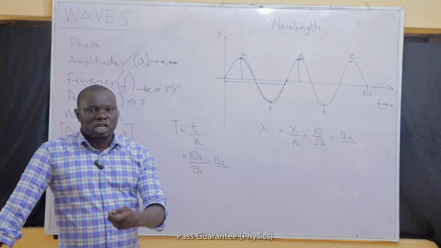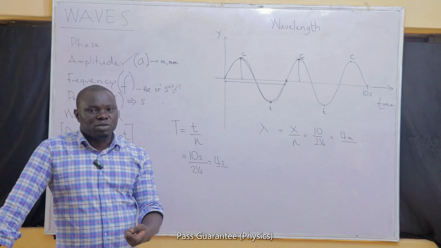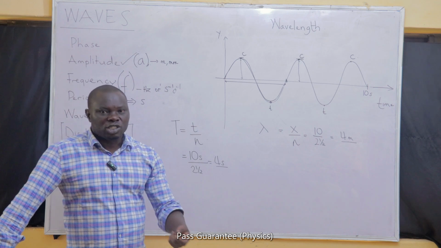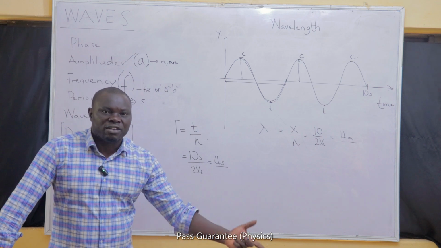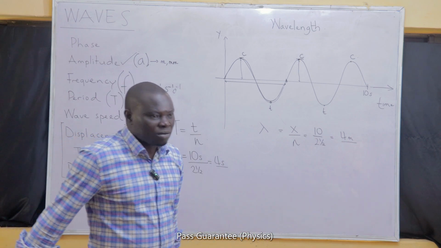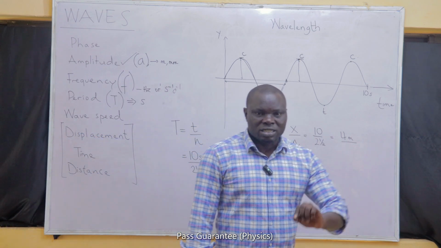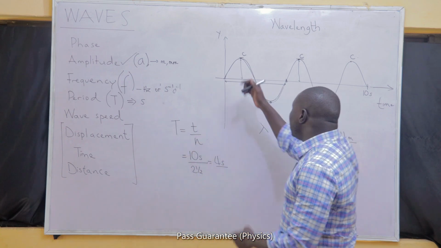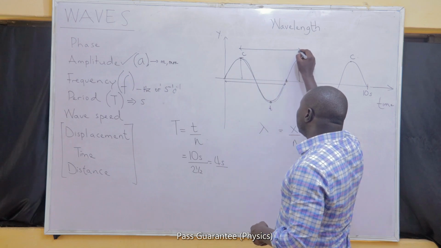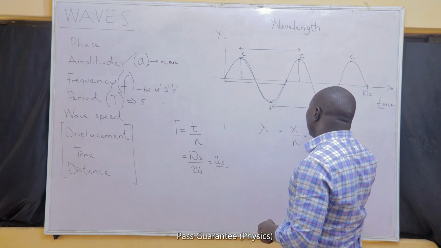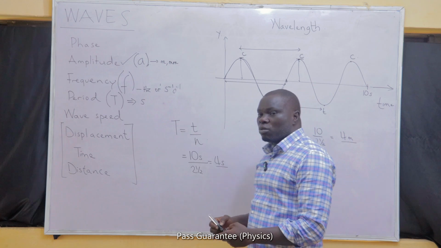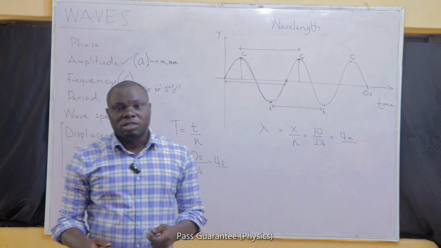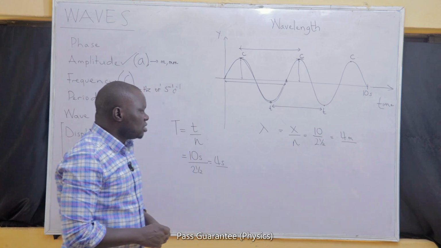It's the distance between a trough and the next trough. It's the distance between 2 successive rarefactions. It's the distance between 2 successive compressions. It's the distance between 2 successive points that are in phase. Any of those things means the same thing as wavelength. Wavelength is the distance covered by the wave in one cycle. It is the distance between 2 successive crests, a trough and the next trough, a compression and the next compression, a rarefaction and the next rarefaction, or 2 successive points that are in phase.